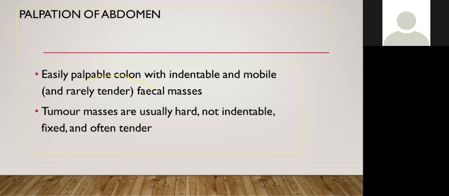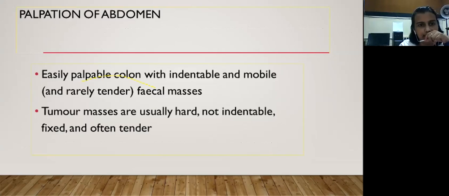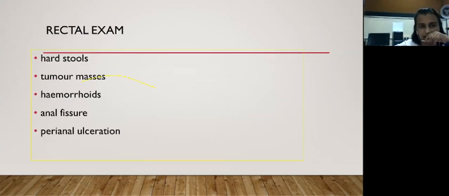Okay. Palpate the abdomen, look for easily palpable colon with indentable and mobile, rarely tender fecal masses. And a tumor mass is hard, but not indentable. So when we palpate the abdomen, we all know that fecal masses are soft and mobile, but if it's a tumor mass, it's usually very hard. Next slide. Rectal examination is a must. If a patient comes with constipation, you have to finish with the PR examination. Look for hard stools, look for any tumor masses or hemorrhoids and anal fissure, or any perianal ulceration, that is any local causes causing the constipation. Next slide.